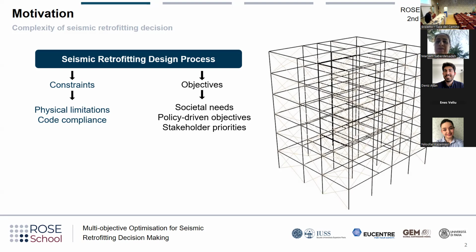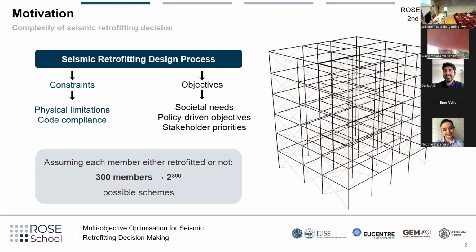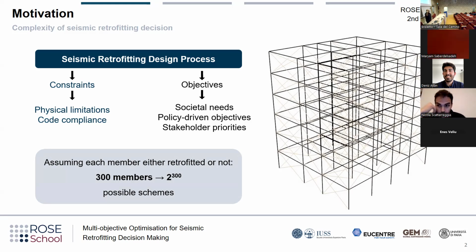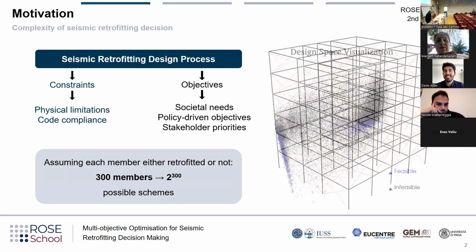So, when we want to deal with this problem, imagine that we have a building. It has 300 members, and we want to take care of it with local retrofitting. Imagine that we have all the details, and it will have a binary question for each member, so it will have 2 to the power of 300 solutions. It will not be easy to solve this problem, even just for the compliance.